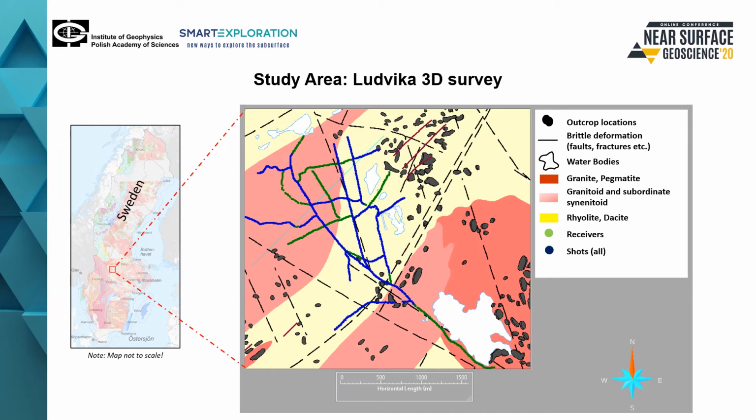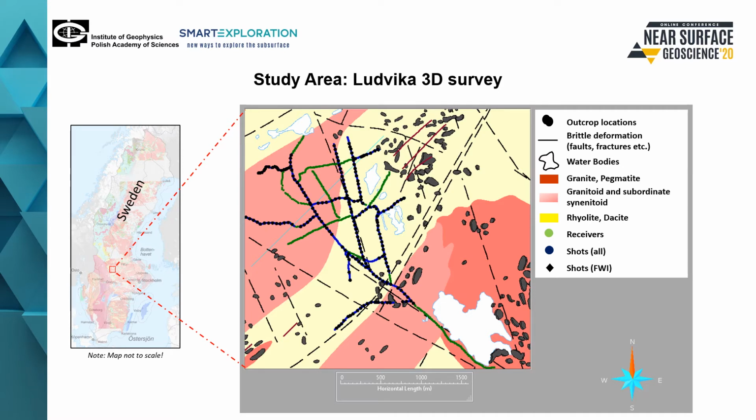Here, you can see the survey geometry overlaid on the regional geology of the area. All the receivers are marked by green dots, while the shots are marked by blue dots. We can see that we have shot points at each receiver position.